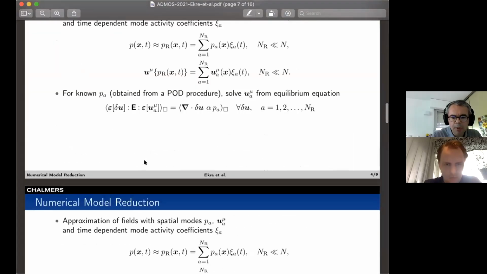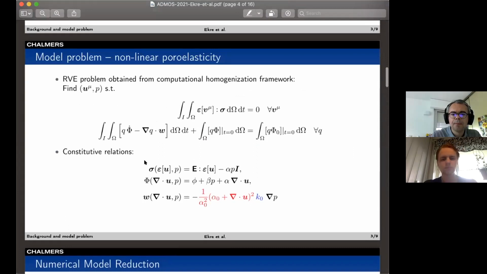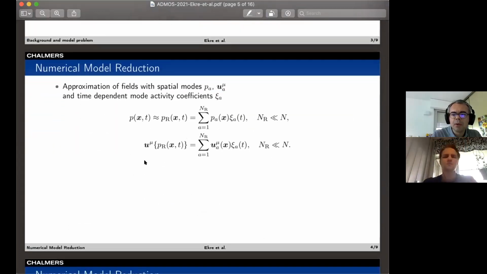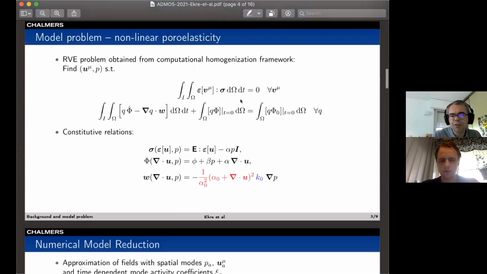Where is the chat? Okay, there is yet another question for you, Frederick, from Alexei Lozinski. Do I understand correctly that your POD modes are calculated for the stationary, meaning equilibrium, model, but then you use them for the time-dependent problem? And if this is the case, what is the rationale for this?